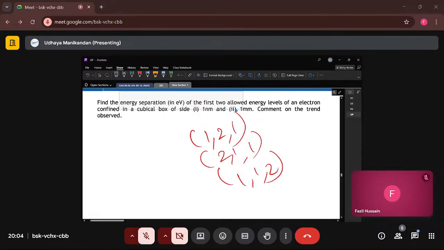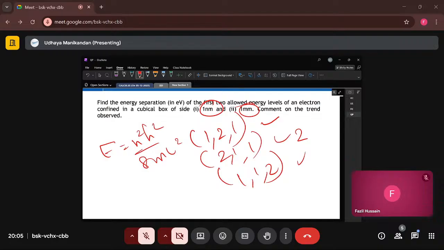Find the energy separation of these states. What do you do? You know the energy formula, right? The energy formula is n squared h squared by 8 m L squared, where n squared is nx squared plus ny squared plus nz squared. So you will substitute L as 1 nanometer in one case, and 1 millimeter in the other. You will try to find the ground state and the first two allowed states. You can take any of these in the second state. This is the second state.